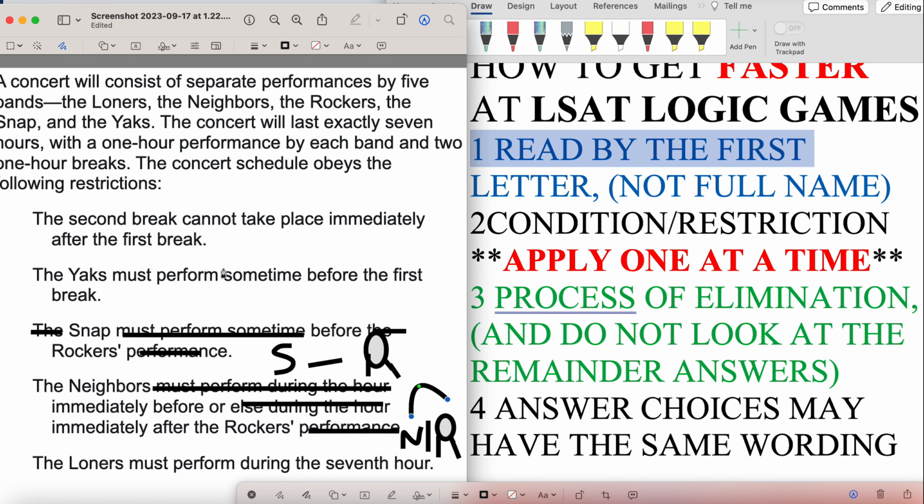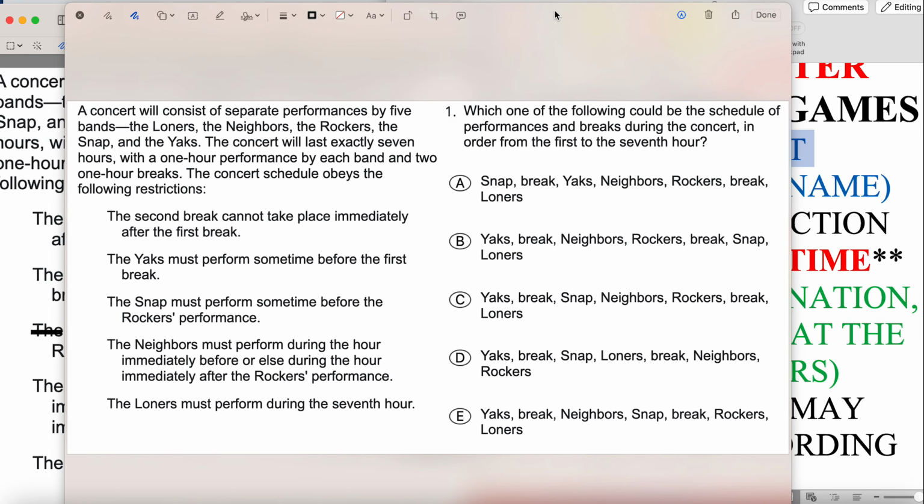Now, when it comes to the conditions, instead of reading them all and then applying them to the questions, for example, instead of going through all the conditions to have a good understanding, writing down the variables and then going through them one at a time, which is one method, you could just read off the first question or one of the conditions. Y must perform sometime before the first break. So what that means is Y is going to go before B1, and just look for it. Y has to be before break 1. Now we see it's not here, so what that means is you cross it out.